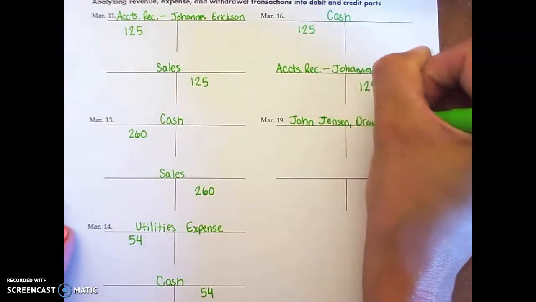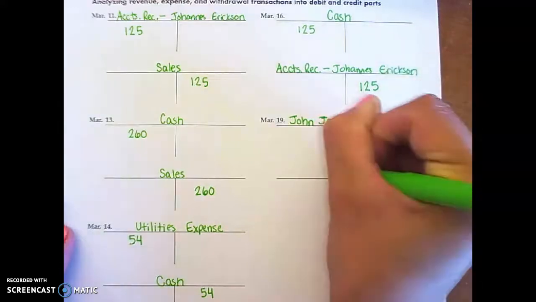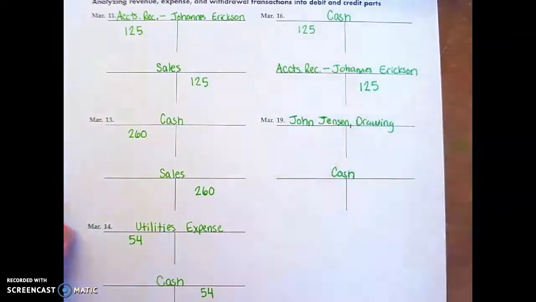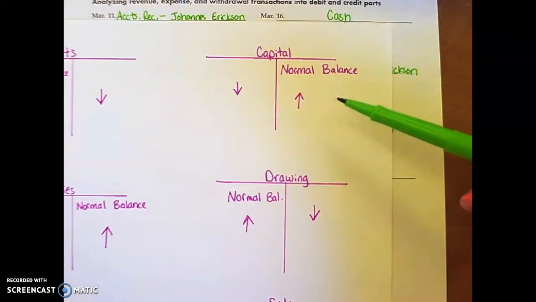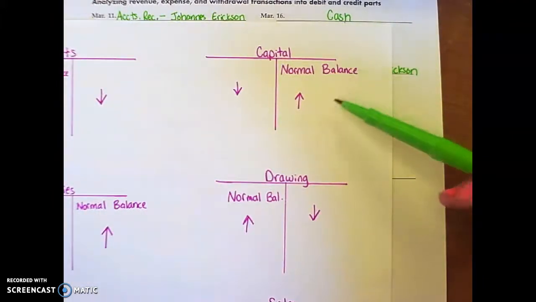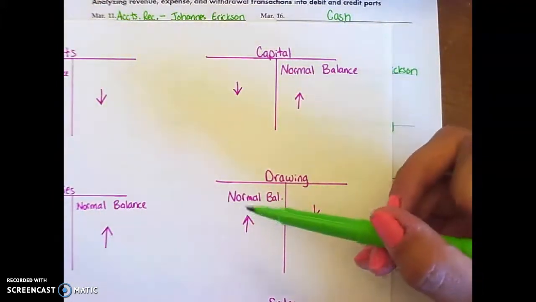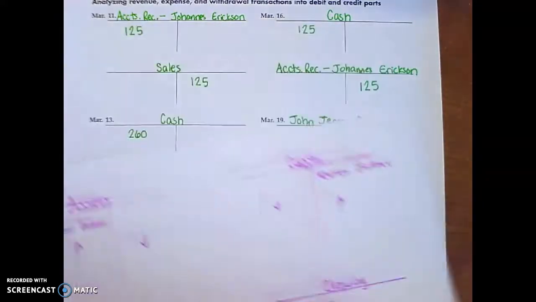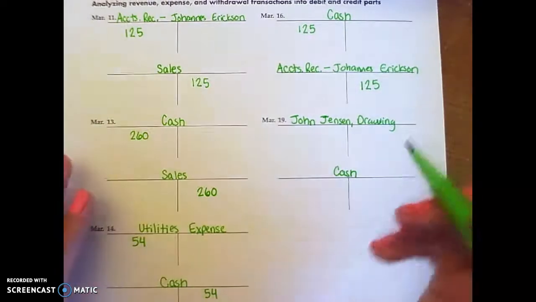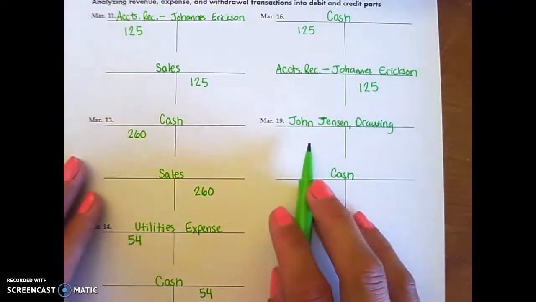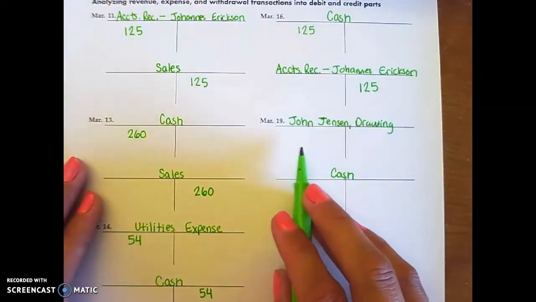And he is withdrawing cash, so that will be our second account title. The drawing account is opposite of our capital. Our capital is when the owner is investing money into the business. The drawing account is when they take money out of the business. So John Jensen drawing, since he is withdrawing, that's going to increase the drawing amount, the amount that he has taken out of our business.